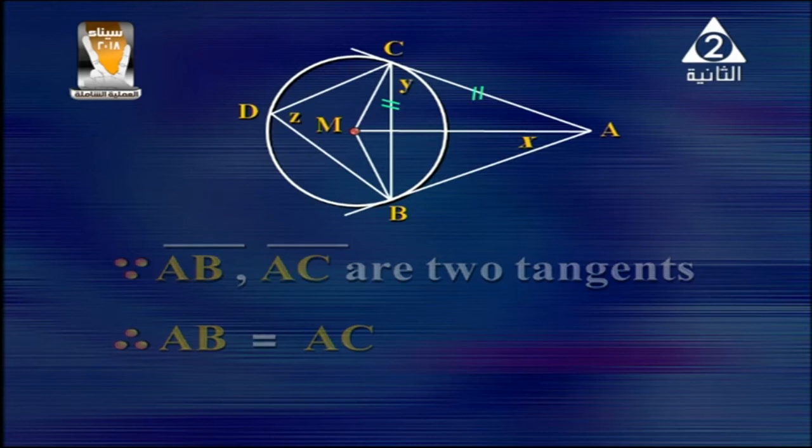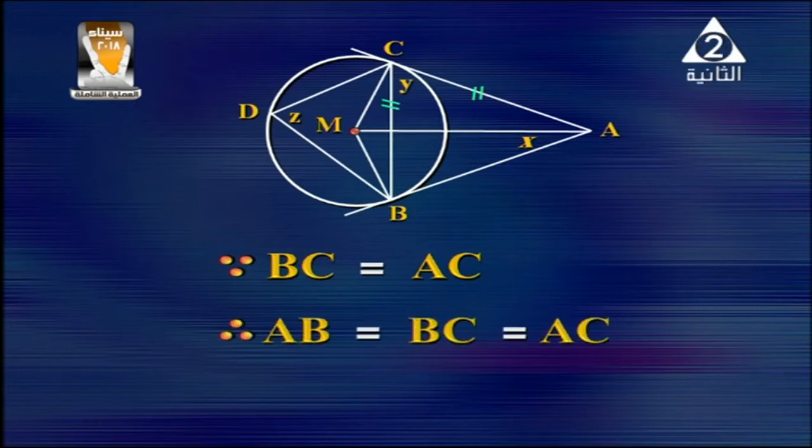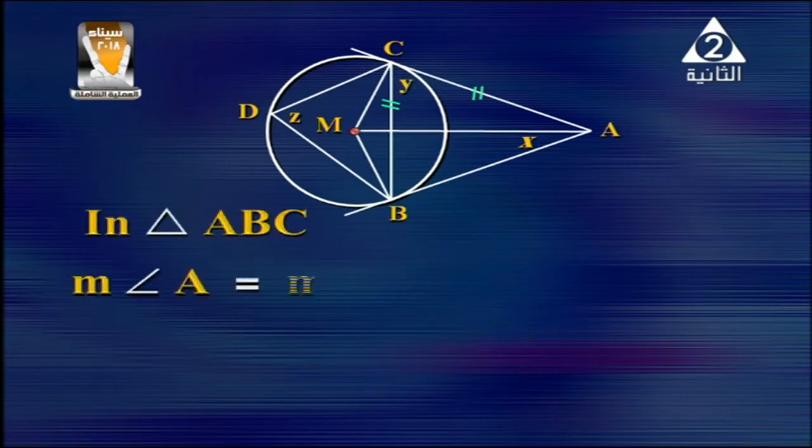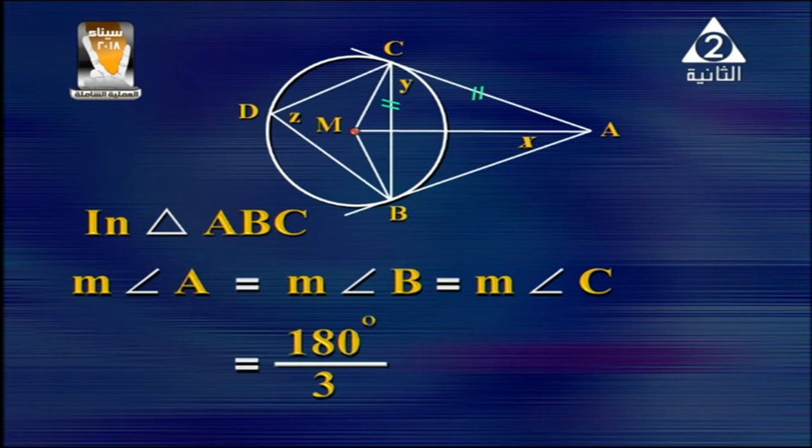Then, since BC equals AC, therefore AB equals BC equals AC. And this means that the triangle ABC will be an equilateral triangle. So in triangle ABC, measure angle A equals measure angle B equals measure angle C equals what? Equals 180 degrees divided by 3 equals 60 degrees. And in this case, we can say that the value of y equals 60 degrees.